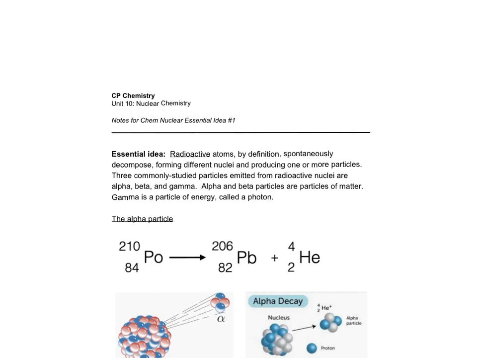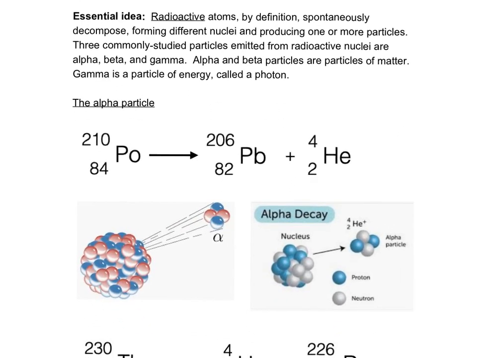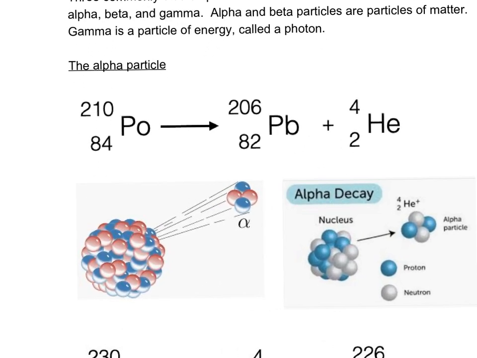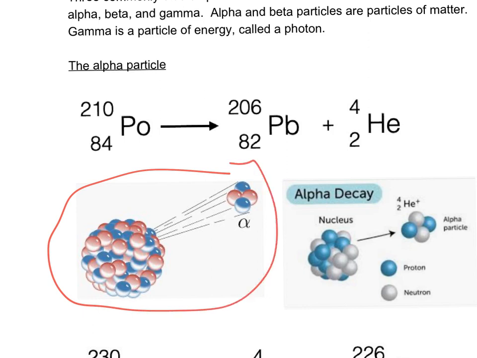So the alpha particle is very tangible because it's two protons and two neutrons that are fused together. In this image right here, which is a good graphic of an alpha particle, two protons, two neutrons, are being ejected from a nucleus. As a result of the loss of the two protons, that nucleus will go by a different name because its atomic number has just been reduced by 2.